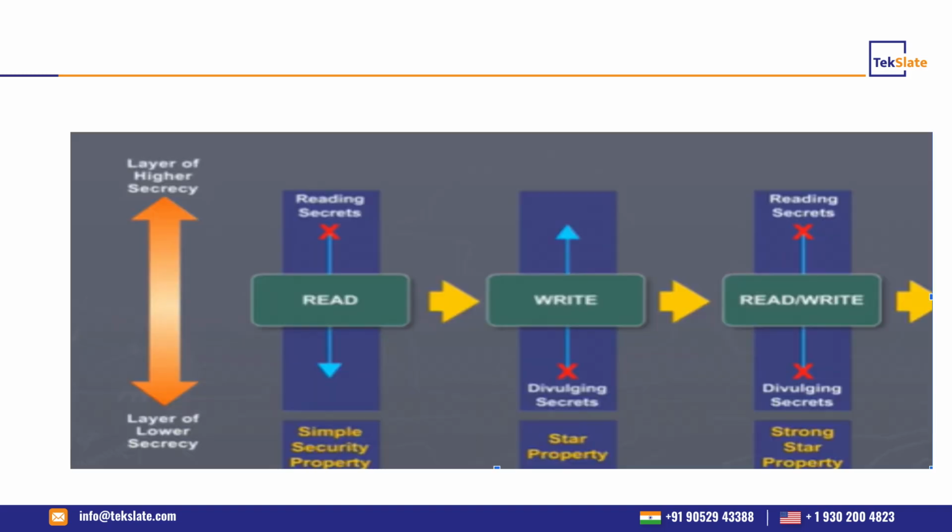So this is one of the graphical examples of the model. This is the Bell-LaPadula model, and these are the properties of the model. This is the lower level and this is the higher level. Reading secrets is not allowed. The simple security property says you are not allowed to read up, right? And the star property says you are not allowed to write down. This is called the star property. There is a third property, which is strong.